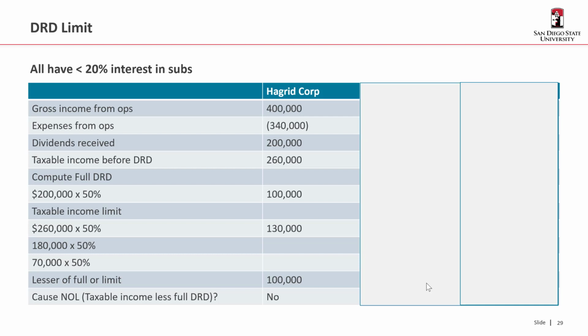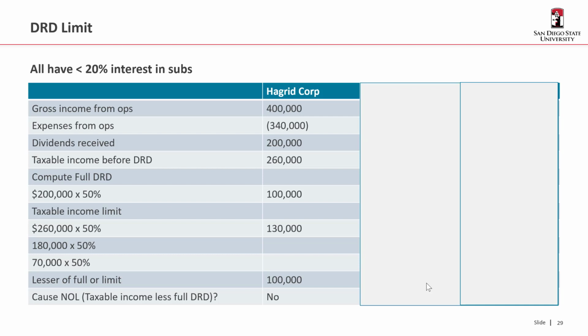So let's start with this first example, Haggard Corp. And in this case, in all of these examples, they have a less than 20% interest in the subsidiary. And that's because we're just going to apply a 50% DRD across the board. So Haggard has gross income of 400,000, expenses of 340. It receives a dividend of 200,000, and so its taxable income before the DRD is 260,000.